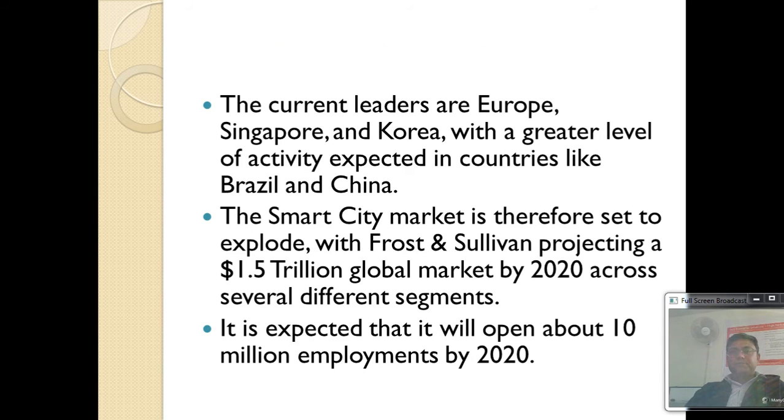The current leaders are in Europe, Singapore, and Korea, with a greater level of activity expected in countries like Brazil and China. The smart city market is therefore set to explode, with projections of a 1.5 trillion global market by 2020 across several different segments of the globe and of the industry. It is expected that it would open about 10 million employments. Understand, 10 million employments would be a big thing.